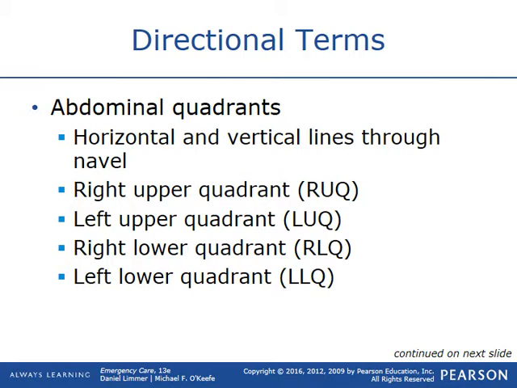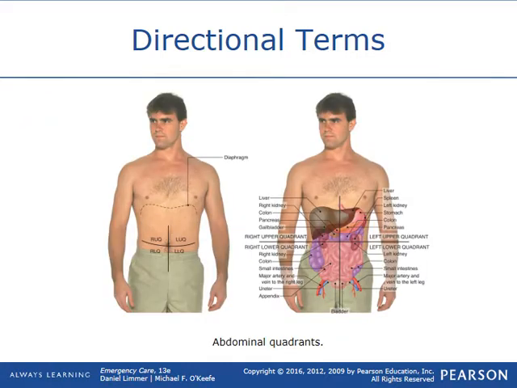There's 4 abdominal quadrants. So imagine that there's a line drawn vertically and horizontally through the navel. So that gives you your right upper quadrant, your left upper quadrant, your right lower quadrant, and your left lower quadrant. Here you see on the image on the left that it's divided in a vertical and horizontal line through the navel. And it stops basically at the diaphragm.